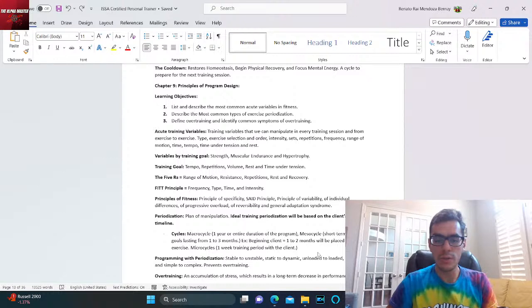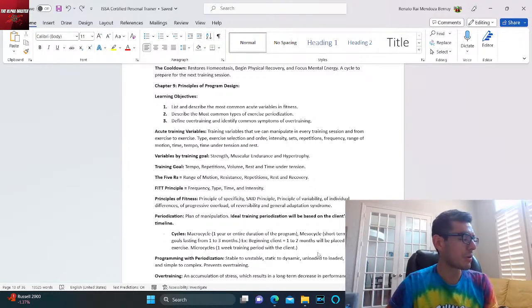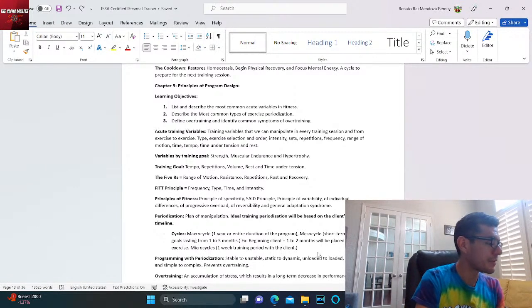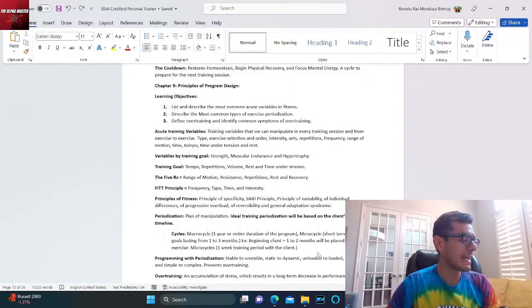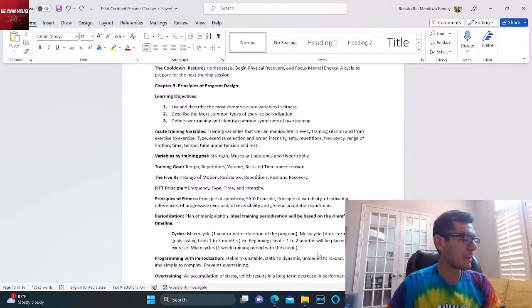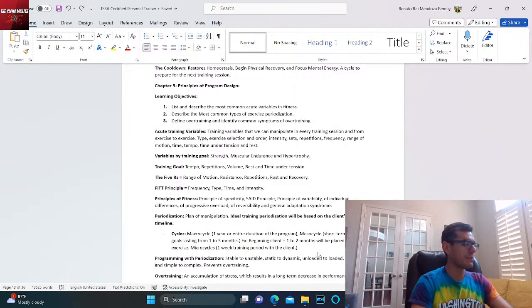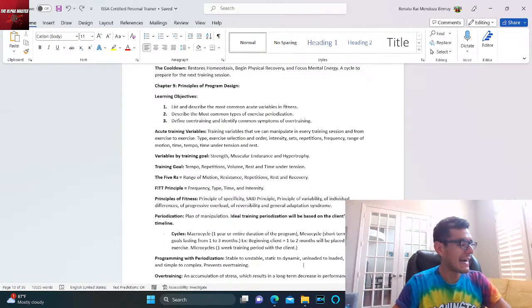In this case, you go from stable to unstable. It prevents overtraining. So you go from stable to unstable, from static to dynamic, from unloaded to loaded, from slow to fast, and from simple to complex. That's programming with periodization. It starts simple and progresses into dynamic periodization.